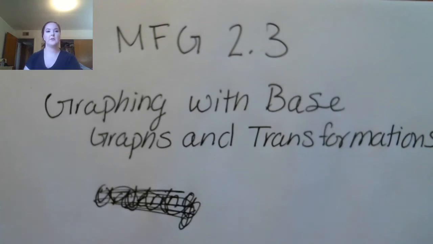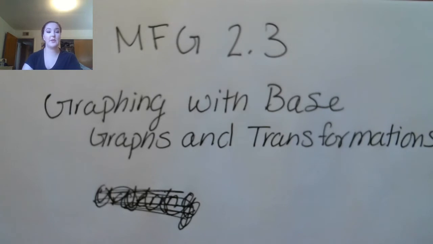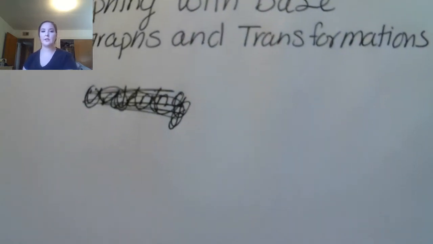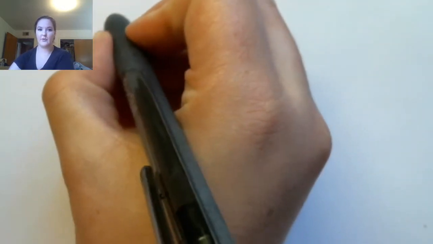Hey everybody, so in this video we're going to start talking about section 2.3, which is about graphing using base graphs and transformations. Okay, we did already talk about the base graphs that we're going to use and their key points. Okay, and then we also talked about graphing using a single transformation. Okay, so in this video we're going to talk about graphing using more than one transformation. Okay, so let's look at an example first.